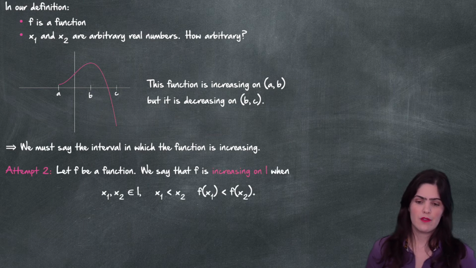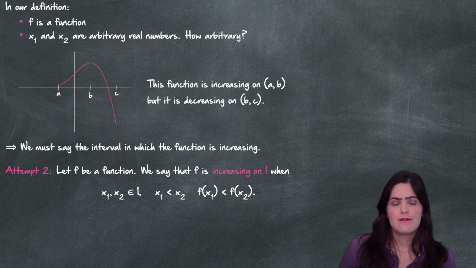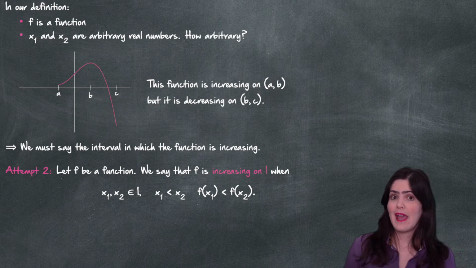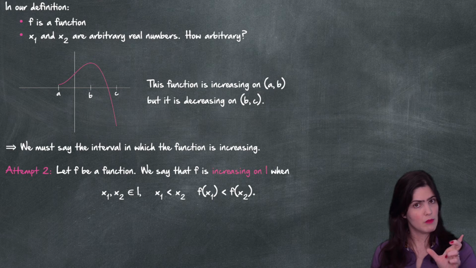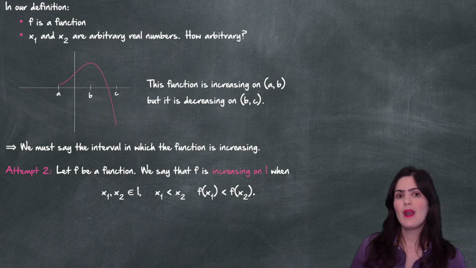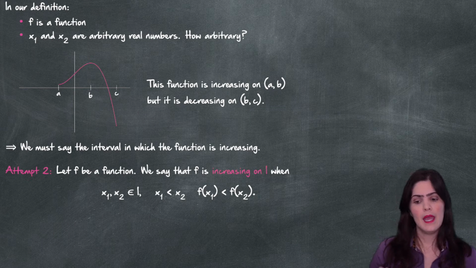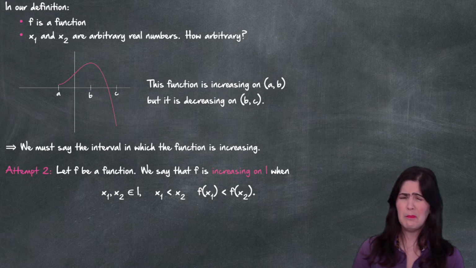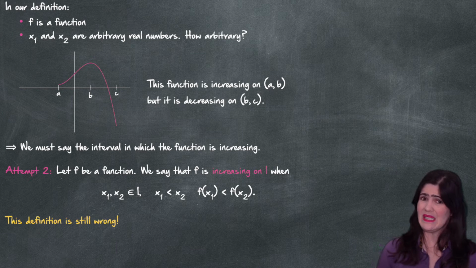So now let's do another attempt. Let f be a function. Good, we now know what f is. We said that f is increasing on I, so we fix the problem of the interval. When x1 and x2 are in I, x1 less than x2, f of x1 less than f of x2. But this is still not a definition.